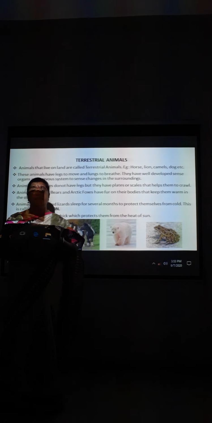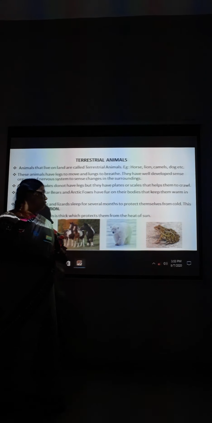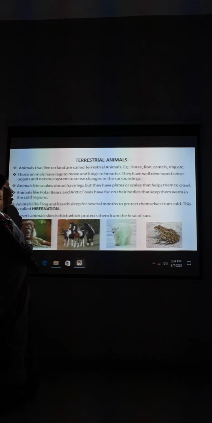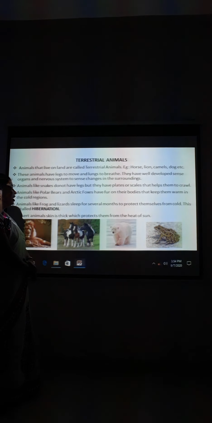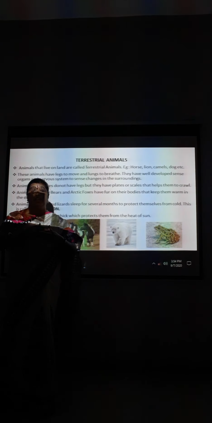Now, if you take an example of a snake, can you find legs in a snake, children? No. So, their smooth body helps them to crawl on the ground. Okay. Now, animals like polar bears and Arctic foxes have fur on their bodies that keep them warm in the cold region. So, again, our land is also divided into different regions.